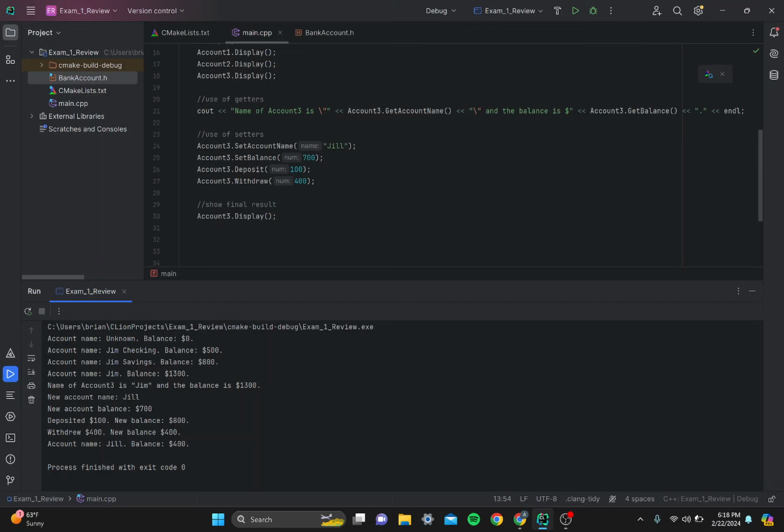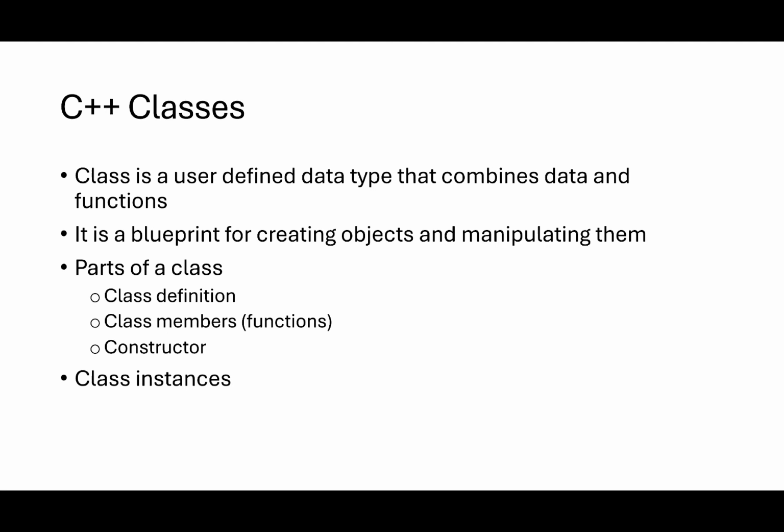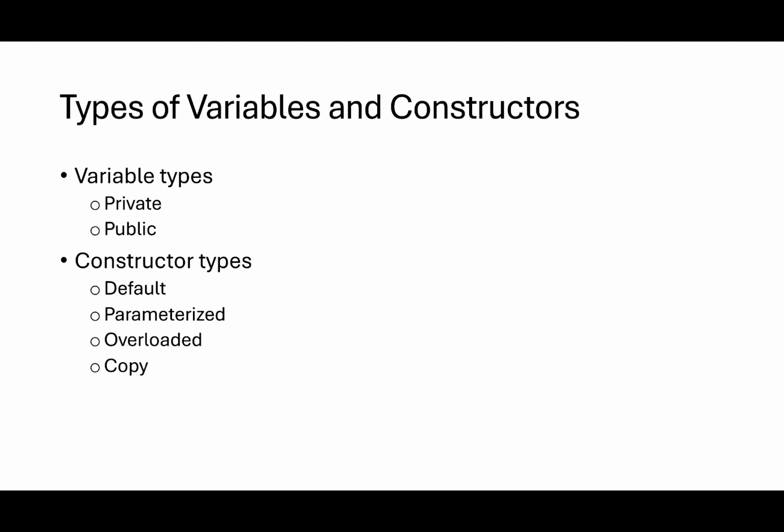She deposited $100, which raised her balance from 700 to 800, and then she withdrew 400 from that 800. So she withdrew 400, and her new balance is 400. And then I displayed it one final time to get account name is Jill, and the balance is 400. So this has been classes, getters, setters, types of constructors. Quite simple. I hope this helped someone.